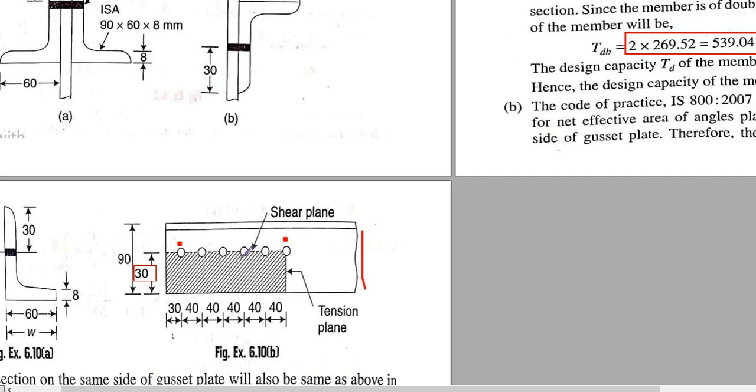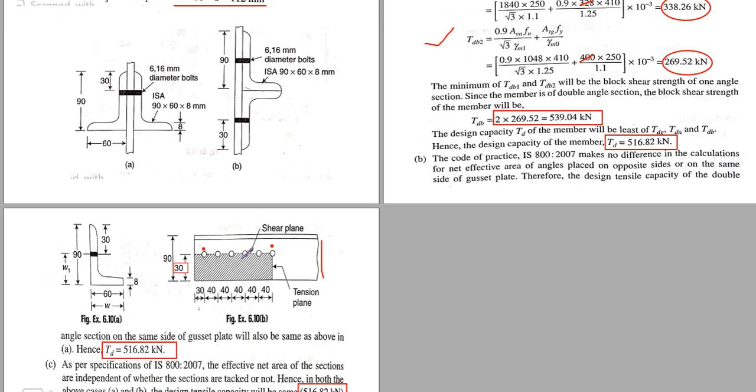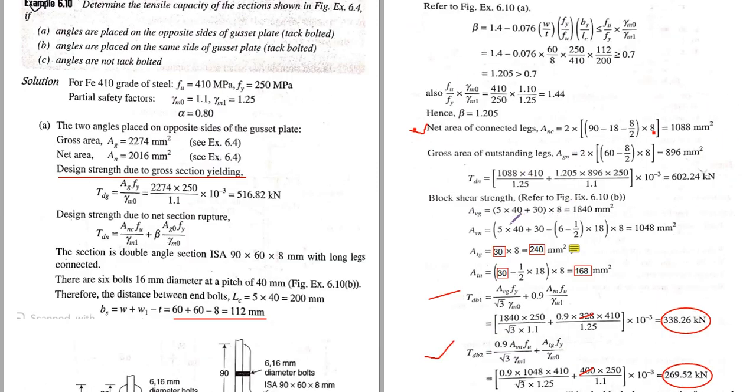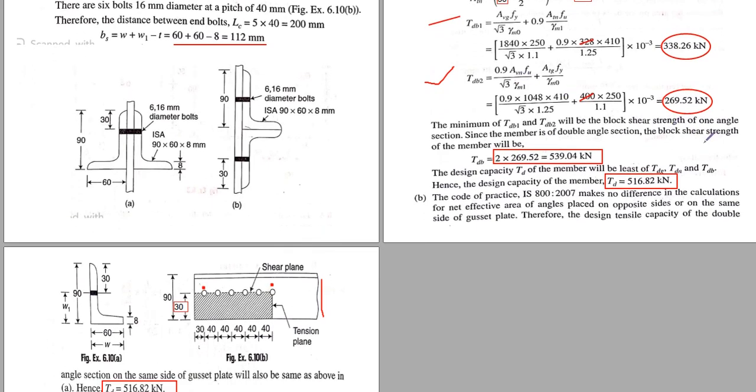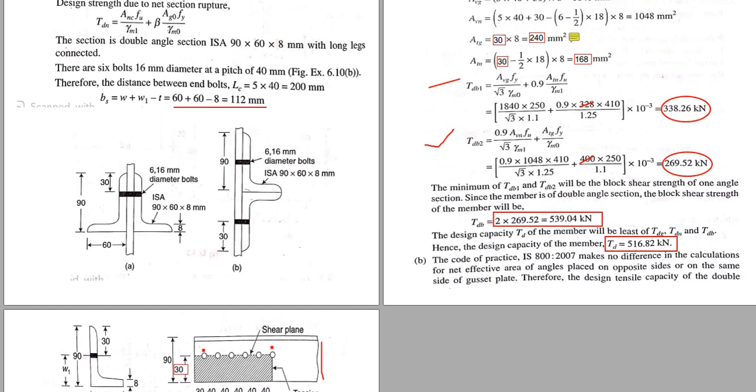So here in this figure, 5 into 40, 1 2 3 4 5, from the center of this bolt to this point. So 5 into 40 plus 30 minus 5.5 into the hole diameter, within brackets, which is then multiplied by the thickness, so it will be this.